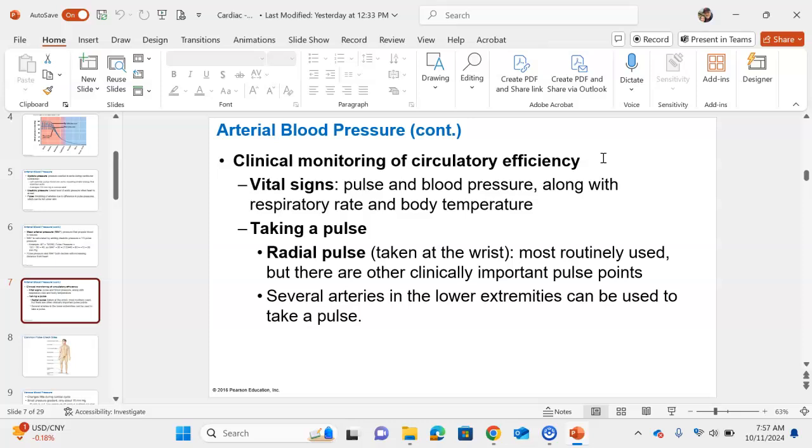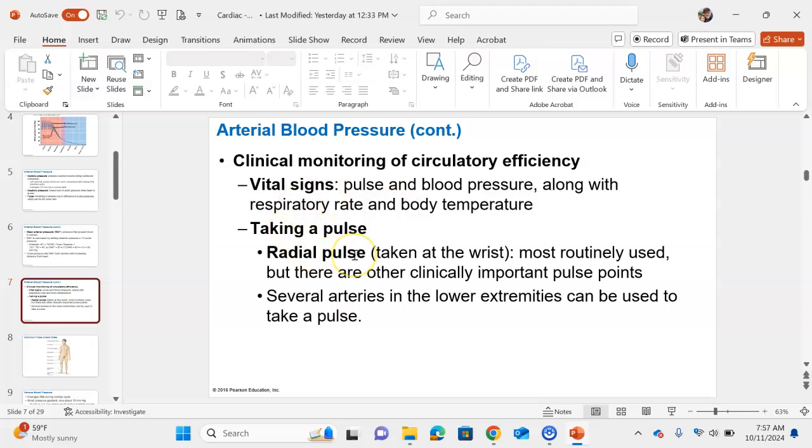So your typical vital signs, if you work in a healthcare setting and they say, go check that patient's vitals, you're basically going to get a blood pressure, a heart rate, and possibly a respiratory rate. But a BP and a heart rate, pretty much the two big ones.